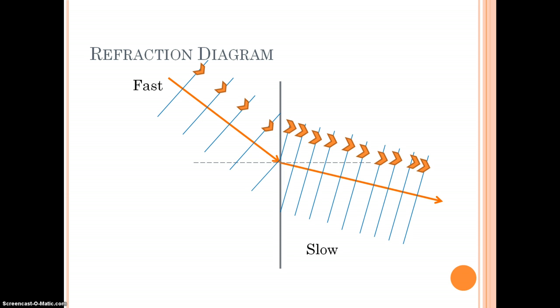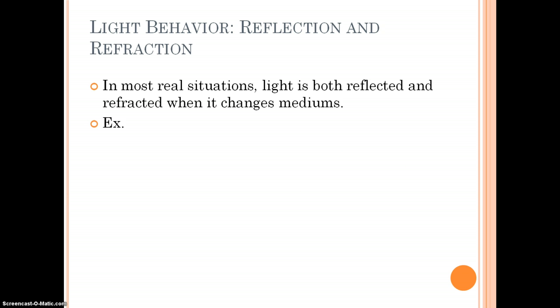So there's my chevrons. That only tells me what direction they're going. And then I want to label my angles. So I have the angle of incidence to the normal and my angle of refraction to the normal on the other side. So that's a classic refraction diagram.